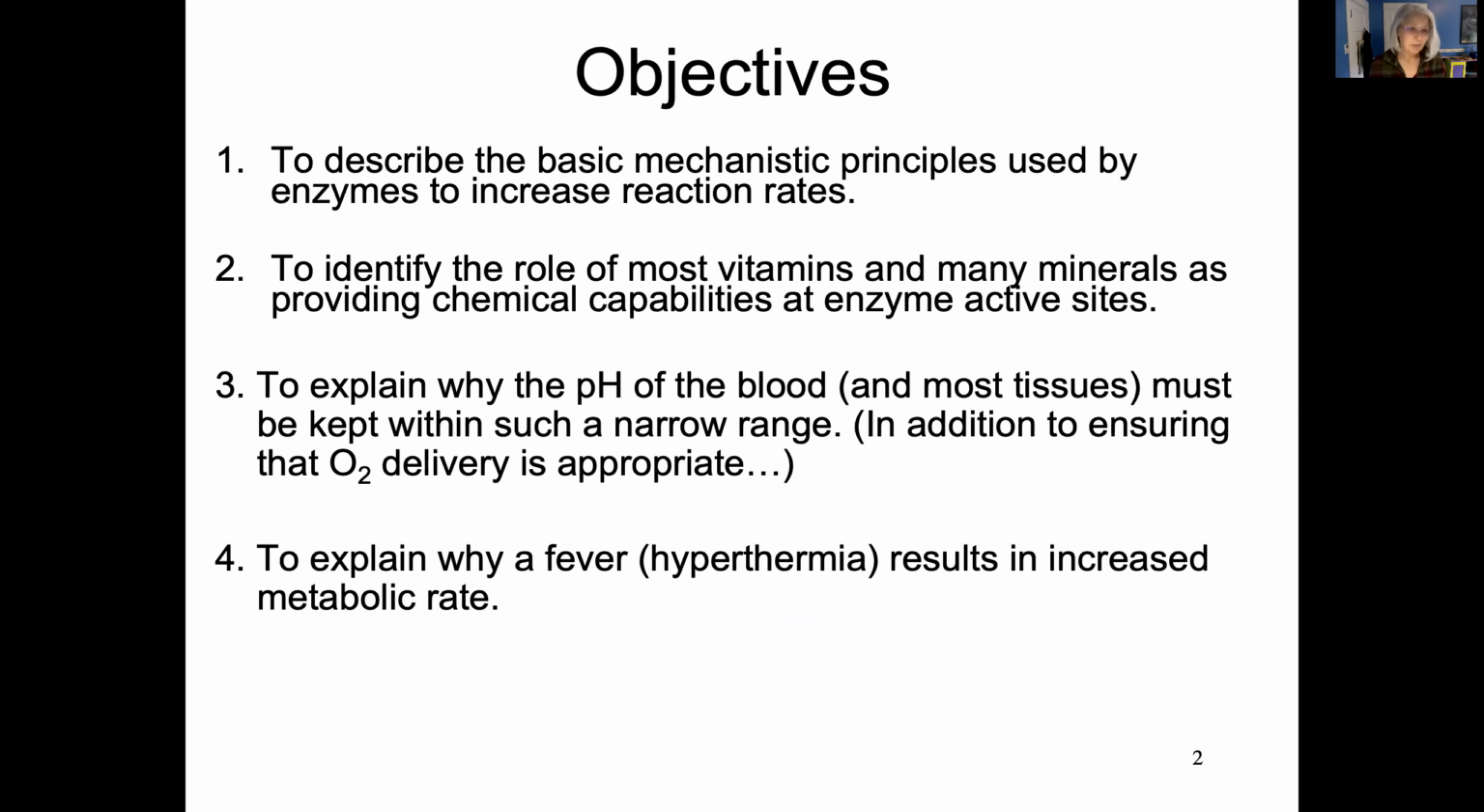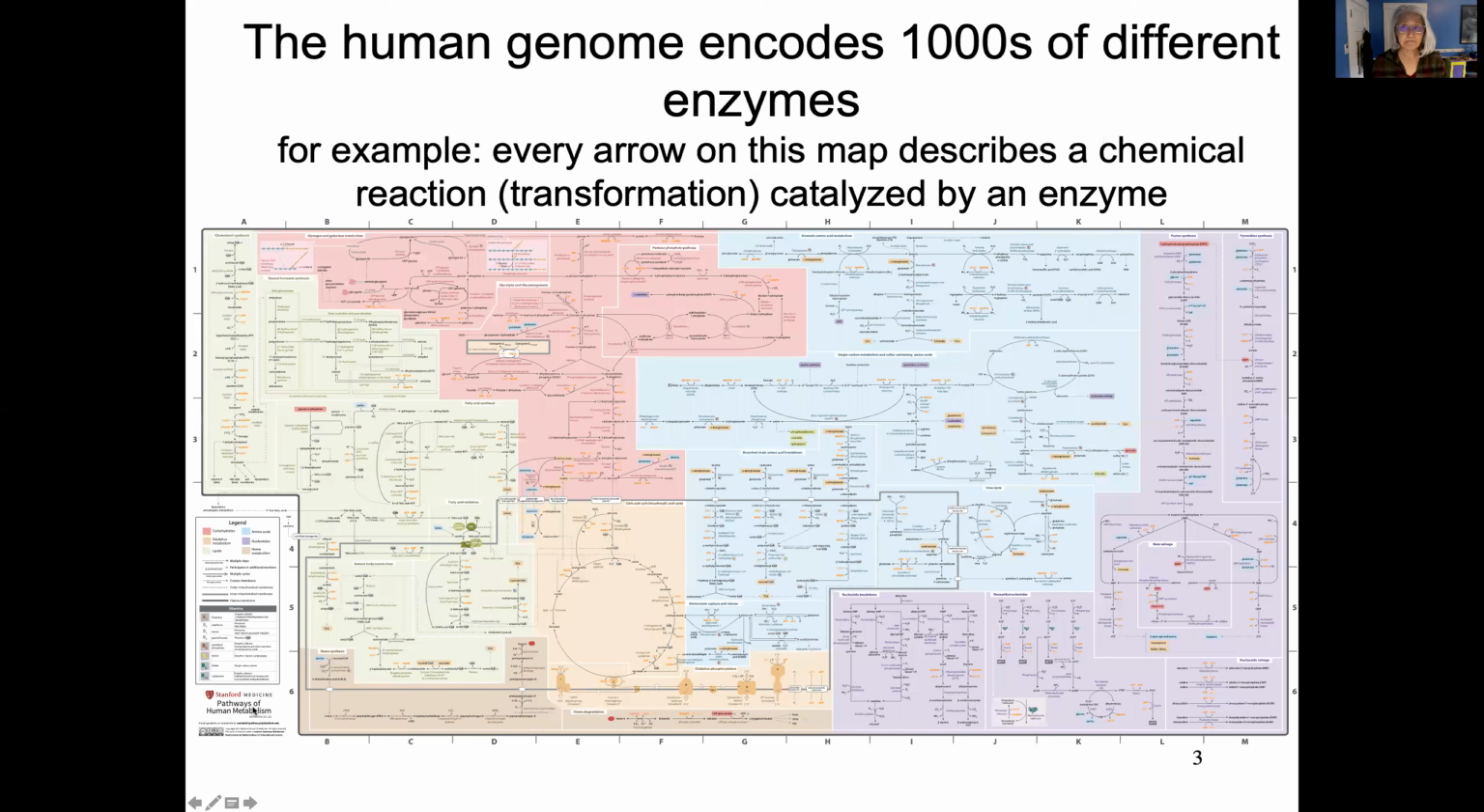Remember that hemoglobin and the Bohr effect is very pH dependent. And lastly, we'll talk about why a fever or hyperthermia results in increased metabolic rate.